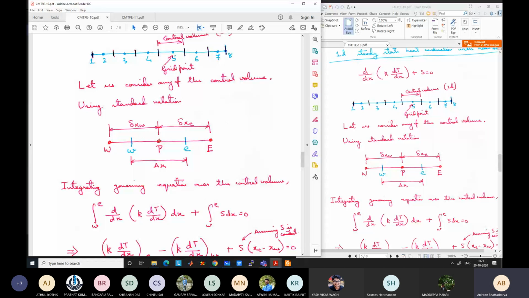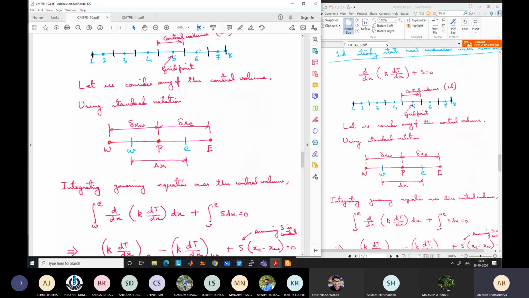Because we can just keep on repeating the same calculation again and again by moving from one direction to the other. Say we have calculated with 5 as P. Once we have discretized the equation, we will go to point 6, and now 6 will become P, 7 will become E, and 5 will become W. So ultimately we will just keep on repeating the steps for each of the internal grid points.